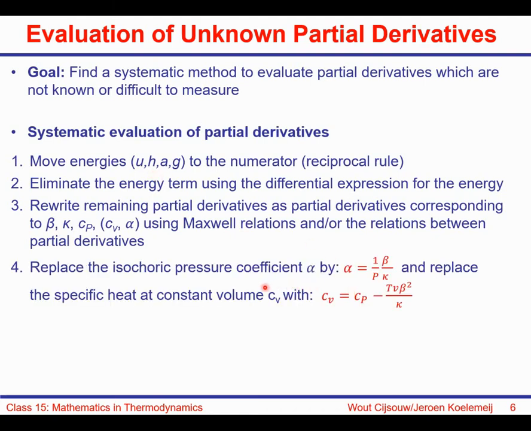If we run into things like CV or alpha, the more difficult to measure coefficients, we can use known relations to convert them to other coefficients that are easily measured, like, for example, the Nernst-Lindemann or Meyer relation shown here. And note that all these steps listed here don't have to be taken each time you do such an exercise. Sometimes you can skip some steps. Sometimes things are simpler than you expect.